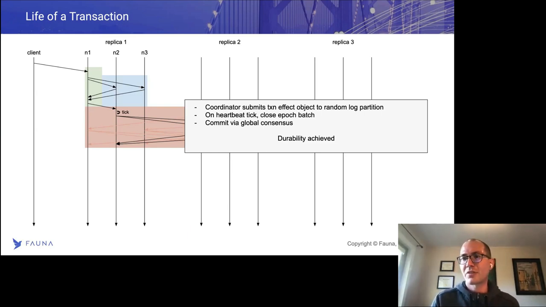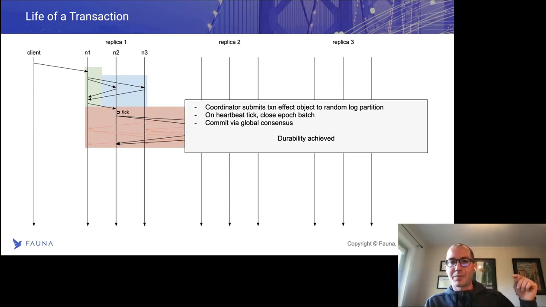Currently, Fauna tries to send a transaction to the closest log leader. So if there happens to be a log leader in that replica, it'll send it there. Otherwise, it'll choose one of the other replicas. The node with the role of log leader for a partition is responsible for batching up transactions on a heartbeat and then submitting them to consensus.